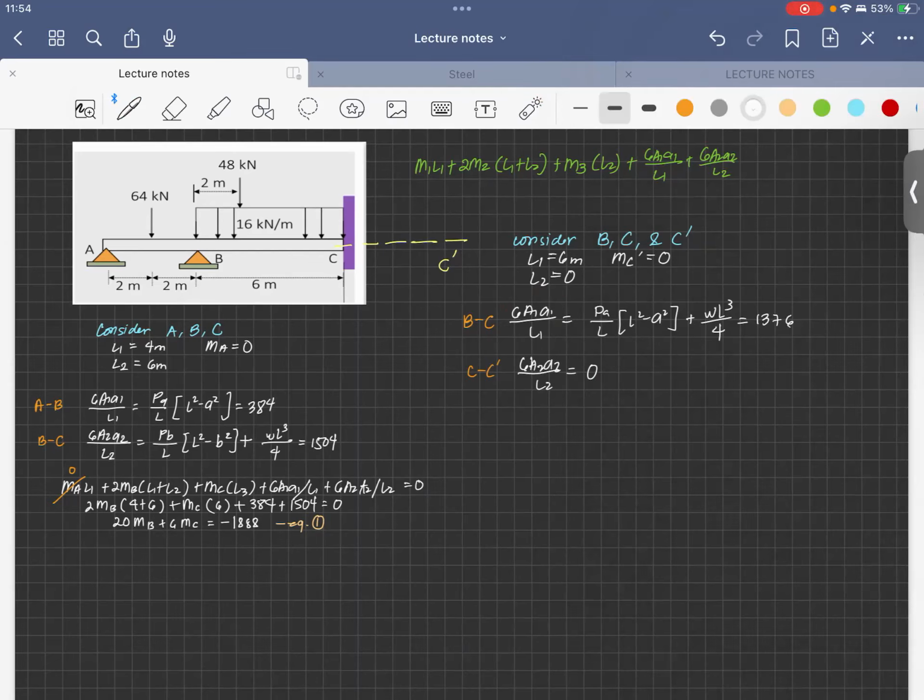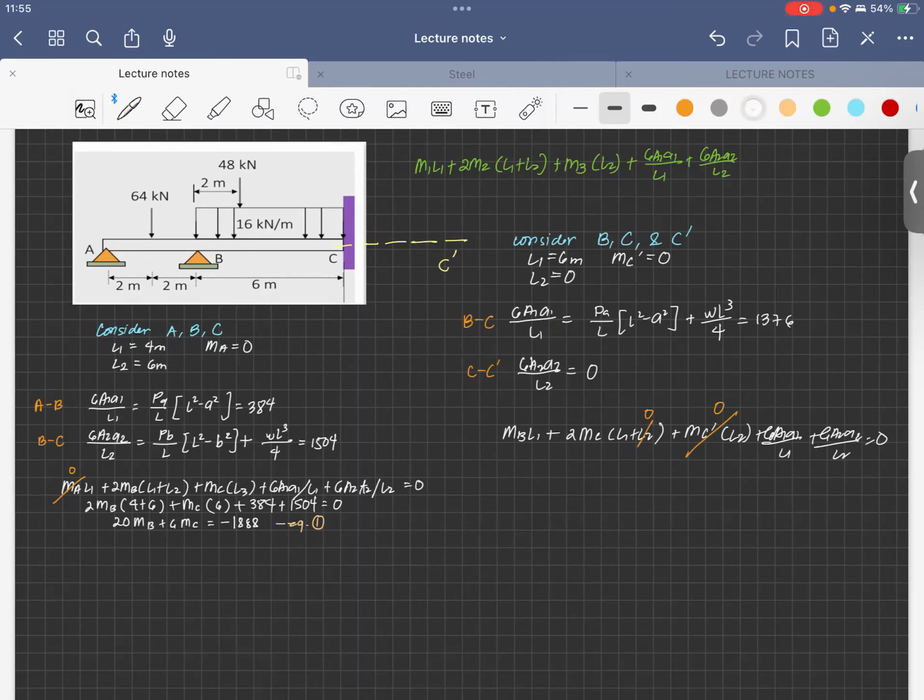Then, I'm going to write again the equation. You have MB L1. Once you solve problems, mas mapafamiliarize kayo dito sa three-moment equation. So, madali na siyang memorize. You know, I have 2MC L1 plus L2 plus MC prime L2 plus 6A1 A1 over L1 plus 6A2 A2 over L2. So, let's start canceling the zeros. So, 0 naman to. L2 is 0.